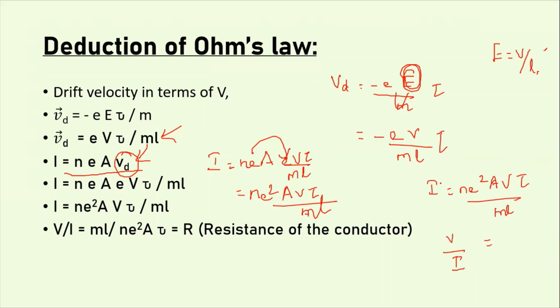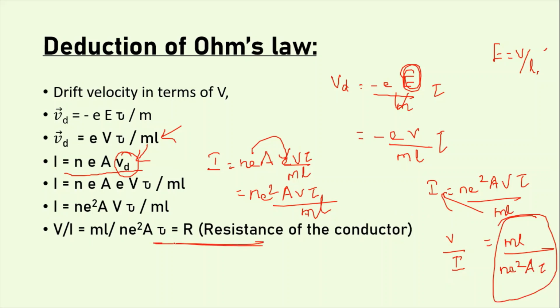V by I will be equal to mL divided by, this goes away, doesn't it, N e square A tau. This parameter V by I is equal to the resistance of the conductor. This is what we say is the resistance of the conductor.